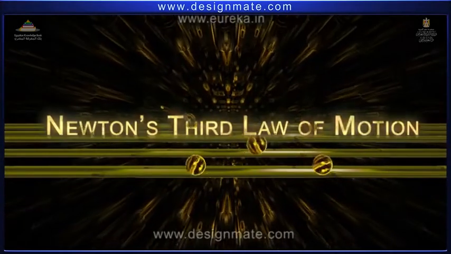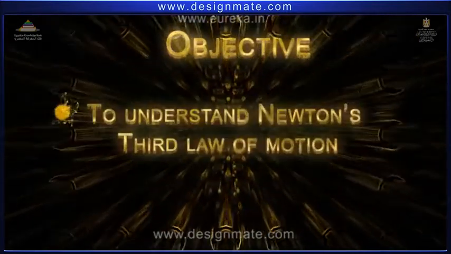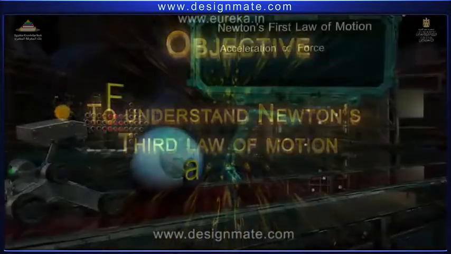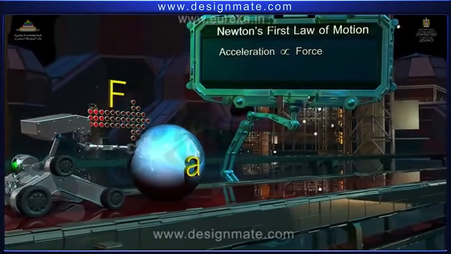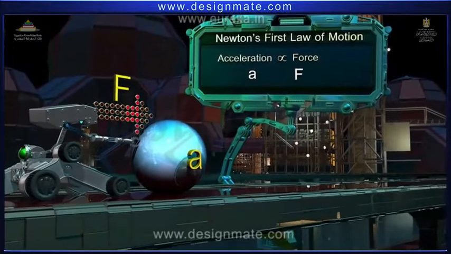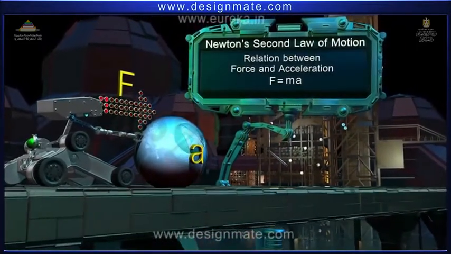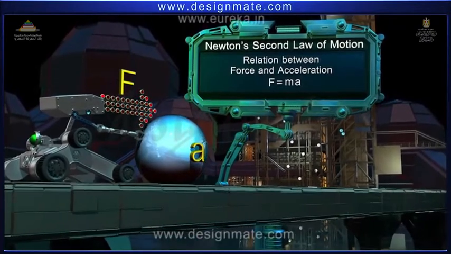Newton's third law of motion. Objective: to understand Newton's third law of motion. From the first two laws, we have seen that the acceleration of a body depends on the force acting on it. We have also studied the relation between the force applied and the acceleration produced.